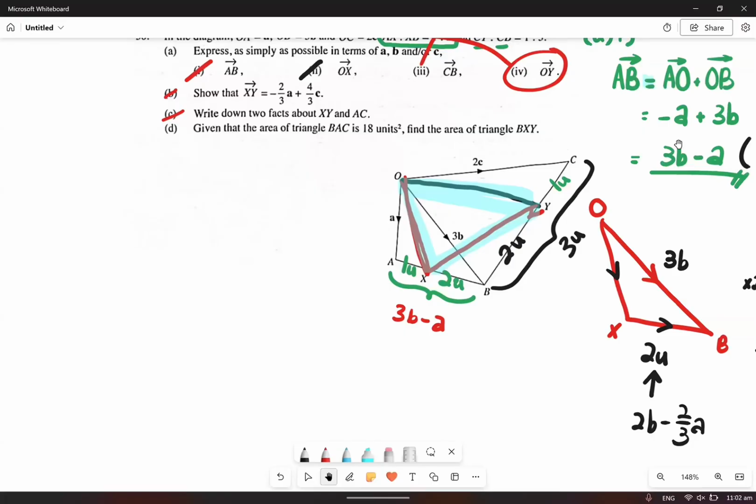Now, let's look at XY. Where's XY? Can you all see where's XY? XY is this line over here. Can see? All right, where's AC? AC is this line over here, right? You can see over here they are parallel. Agree or disagree?